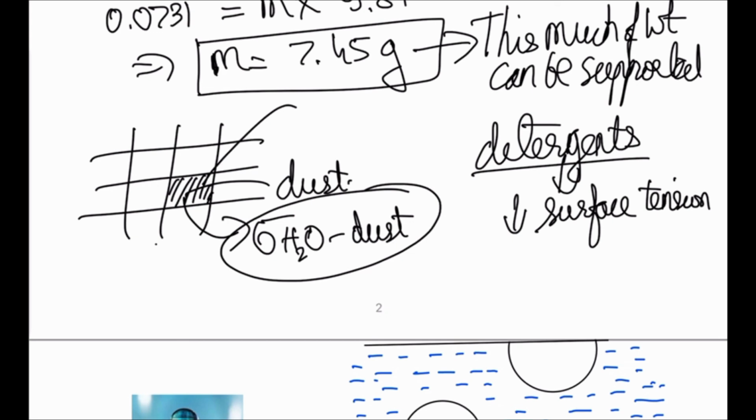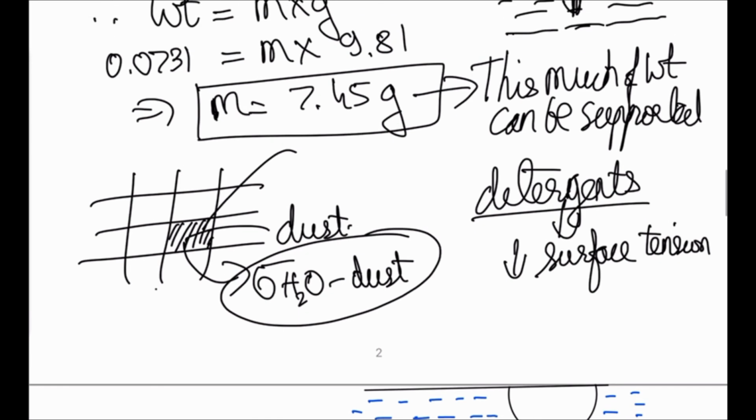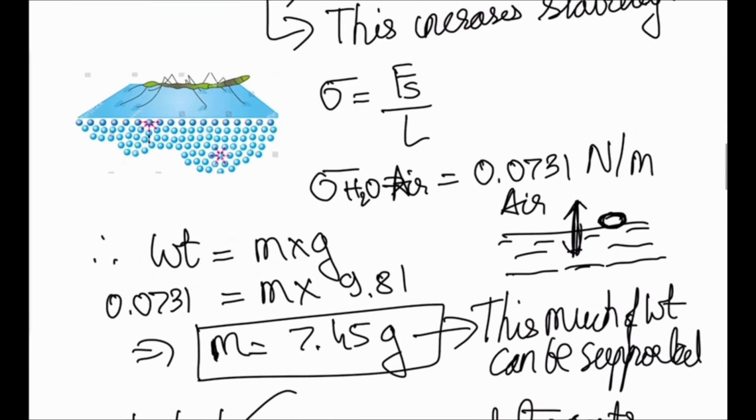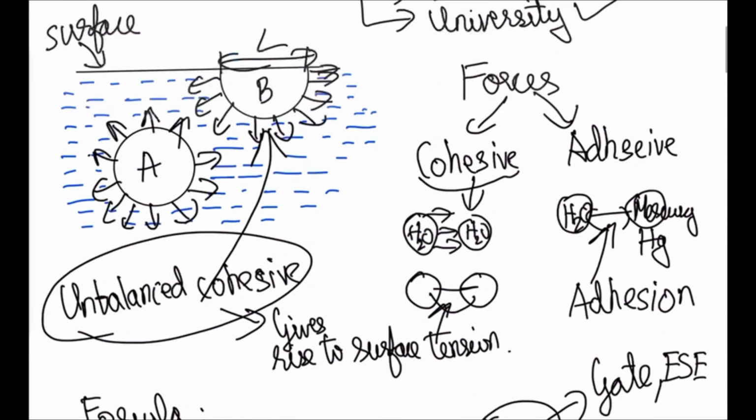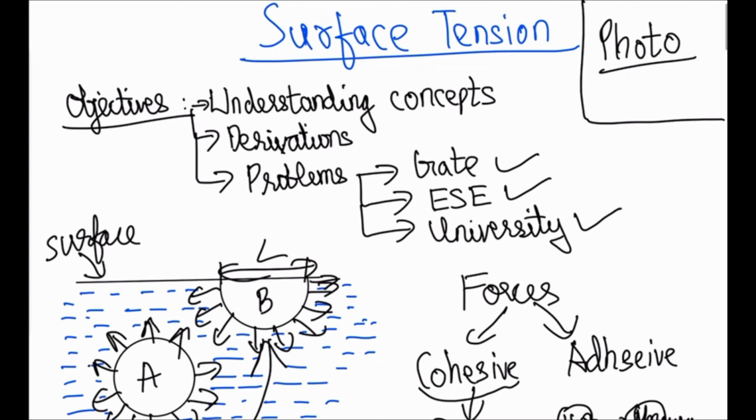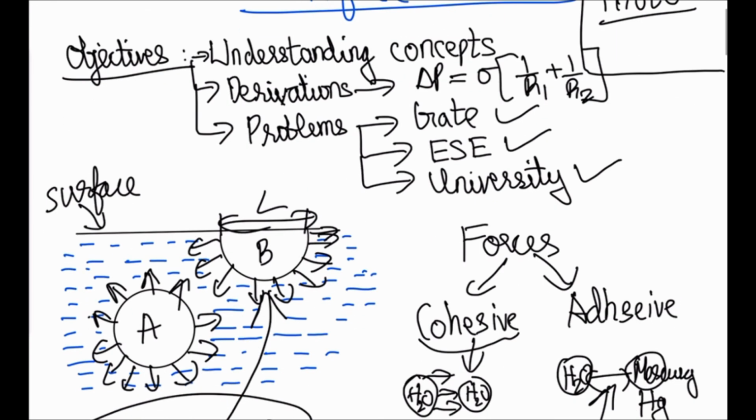In the next video we will go in depth into the derivation, that is the Young-Laplace equation, delta p is equal to sigma in the bracket 1 upon r1 plus 1 upon r2. After that we will also look into problems regarding GATE, ESE and university. Thank you.